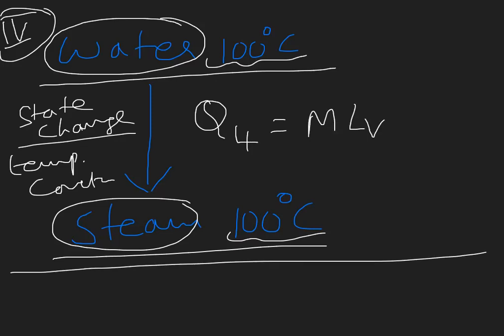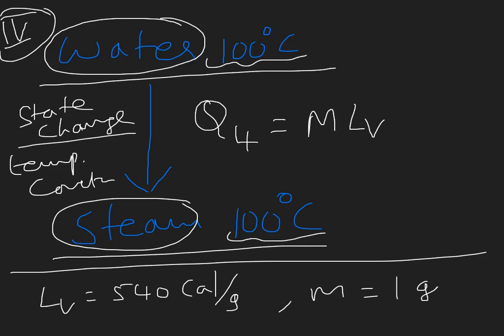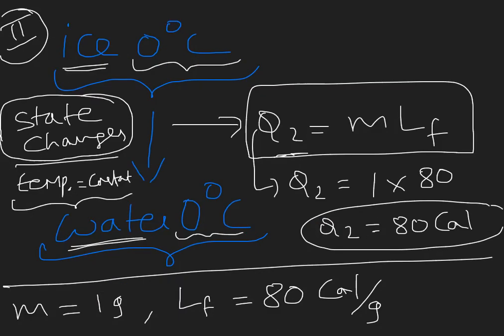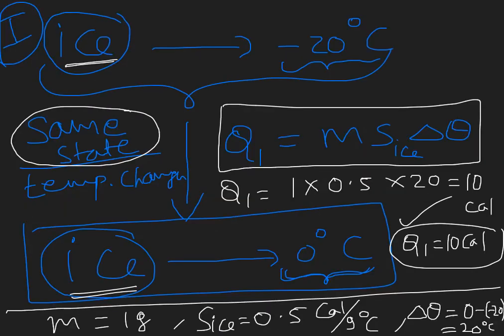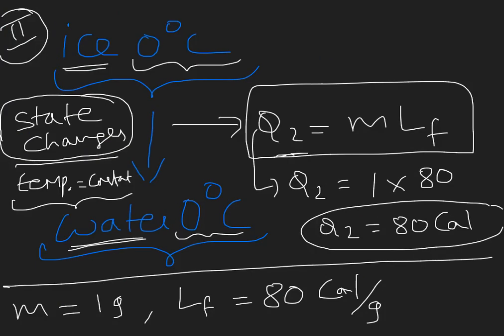Why LV, sir? LV is the latent heat of vaporization. LV value is 540 calorie per gram, and mass is 1 gram. There are two things, LV and LF. When do we use LF? We use LF when ice at 0 goes to water at 0, or water at 0 to ice at 0. During melting or freezing we use LF.